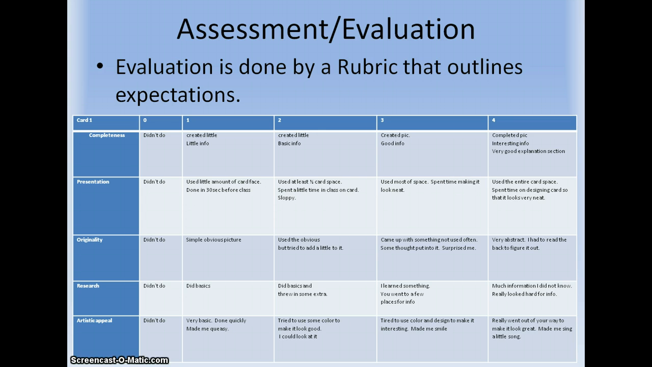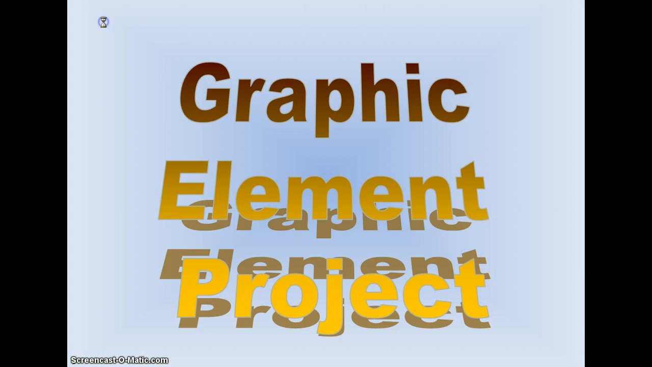Part of the research grade then is on the back. They're going to write certain things that I'm looking for. How much of that did they do, or did they just go for the bare minimum? And then in the end, artistic appeal. When I look at it, as you can see, if it's really good, if it made me sing a little song, they get a pretty good grade. If it made me queasy, then obviously they didn't spend enough time on it.